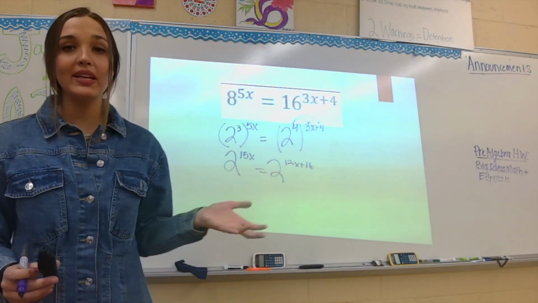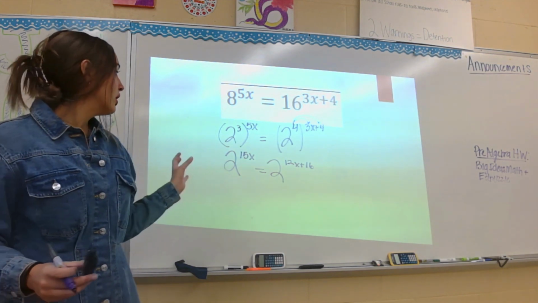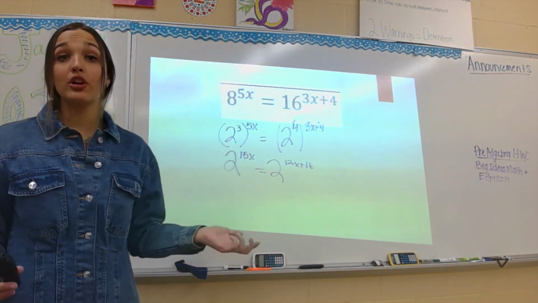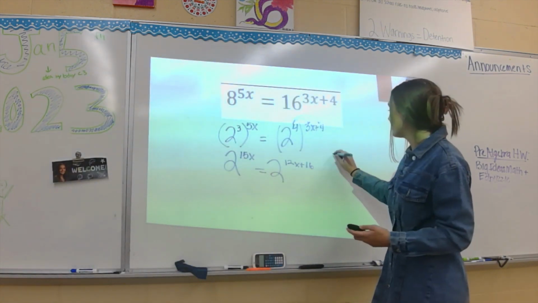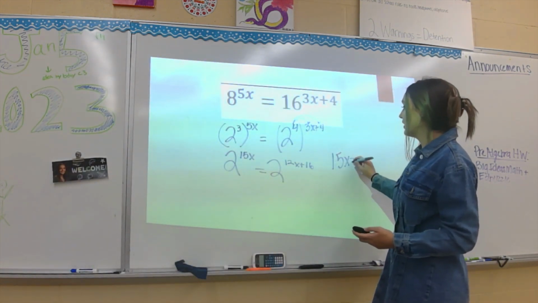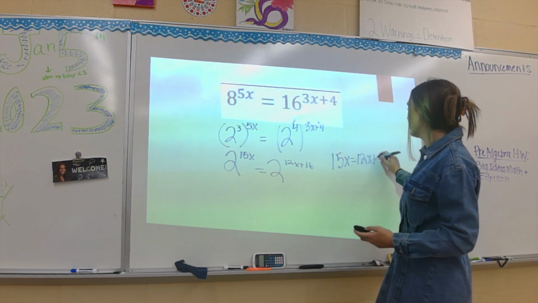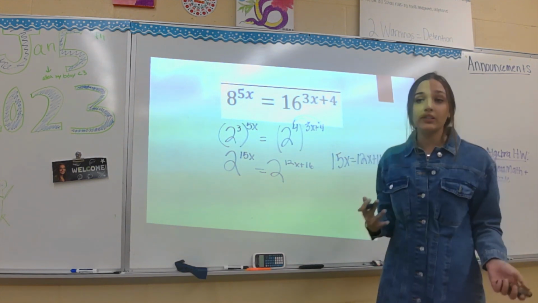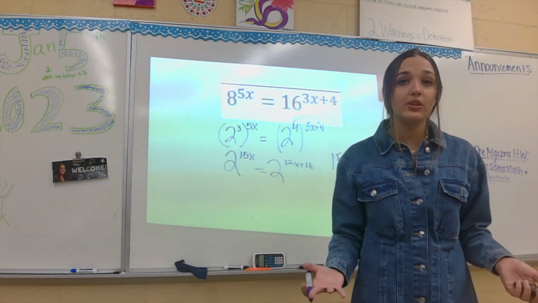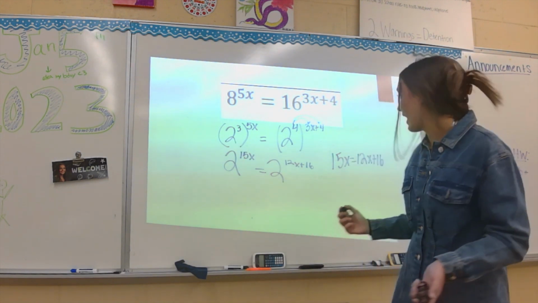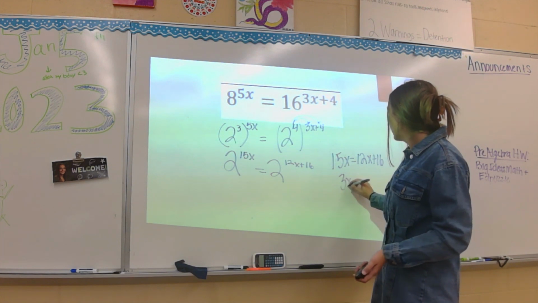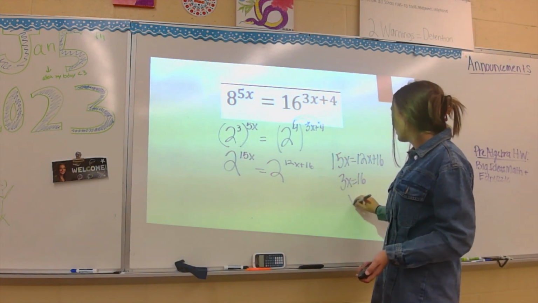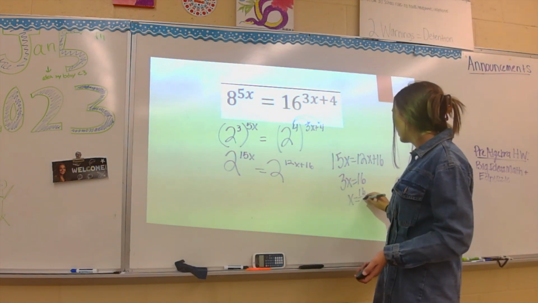Once we get the same base, we are going to get rid of the bases and just solve our equation like we normally would. So I'm going to write 15x equals 12x plus 16. And I'm going to solve this equation. This is a variables on both sides equation. I'm going to solve it for my x. So I subtract 12x over and I get 3x equals 16. So x equals 16 thirds.